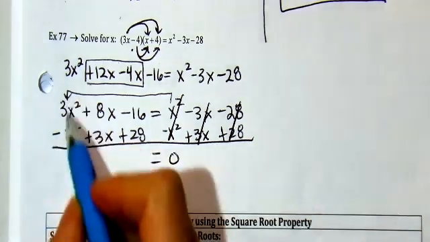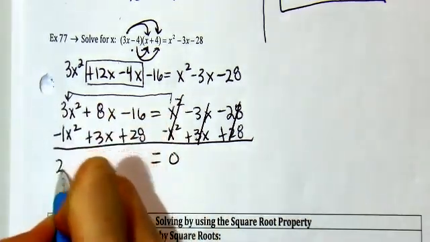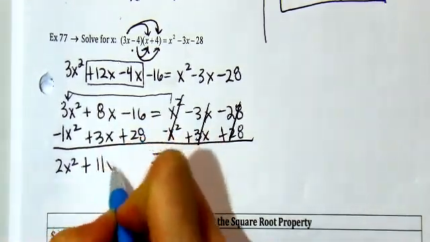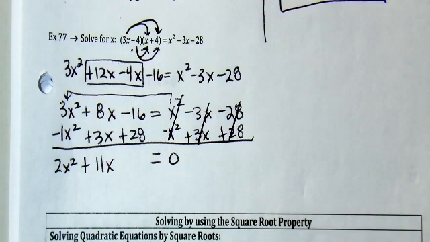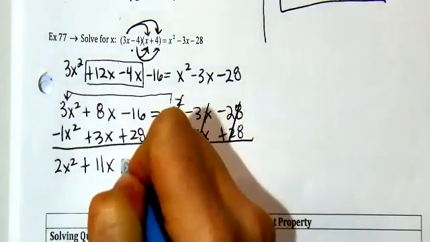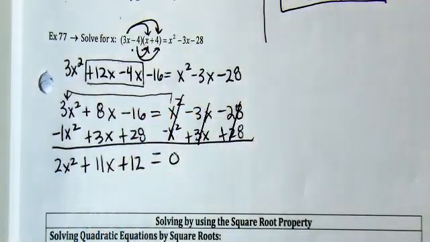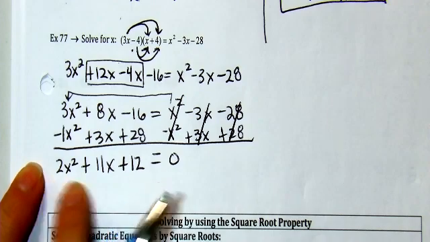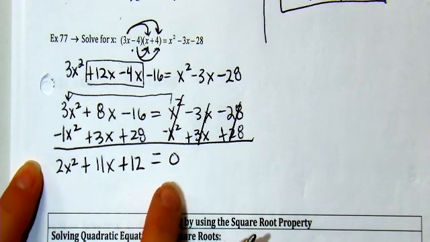So we have 3 minus 1, which makes a 2x squared. 8 plus 3 is a positive 11x. If you have a negative 16 and a positive 28, you're really just subtracting and you get a positive 12. So from here, we want to factor. Since we have a 2 in front of the first term and it's not a GCF, we are going to have to slide and divide.